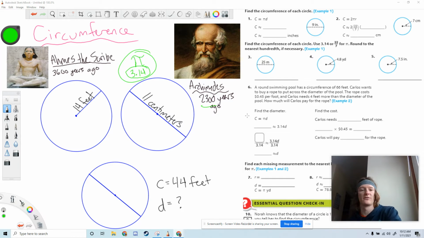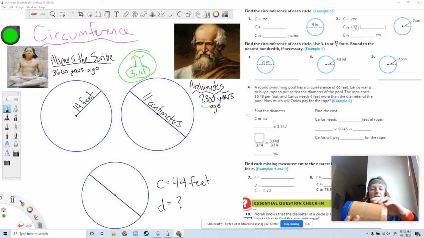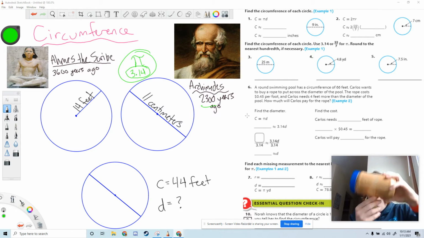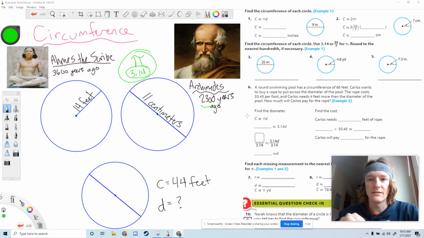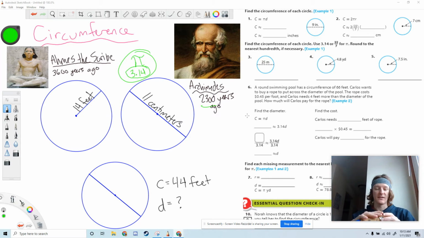So let me show you what circumference means. I've got a tape measure, and I've got a jar of my peanut butter at my house. Circumference is where you take this tape measure and you wrap it around, and then we would see that this is 31 centimeters. Okay, so this is 31 centimeters around. Circumference equals 31 centimeters of my peanut butter.